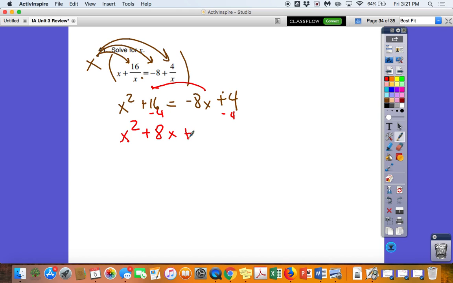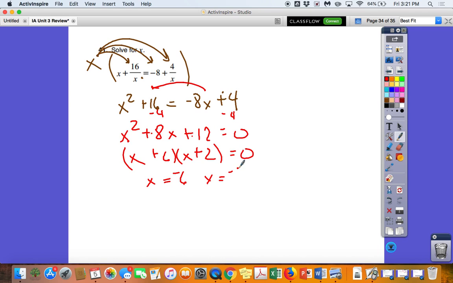Okay, I got to wrap this one up. And that'd be 12. So we should be able to factor: what two numbers multiply to 12 and add to 8? It sounds like 6 and 2. Signs are the same, but plus, so change your signs. X is equal to negative 6 and x is equal to negative 2. Are they both legal? What was our original denominator? X, right? So x could not be 0, so these are great.